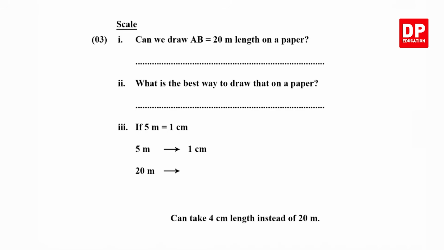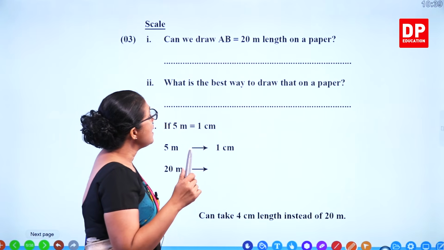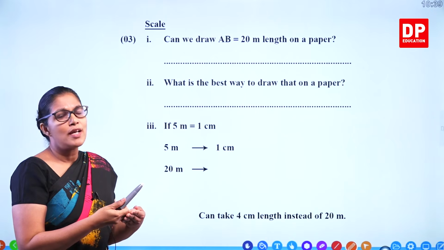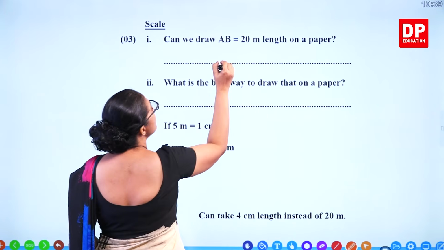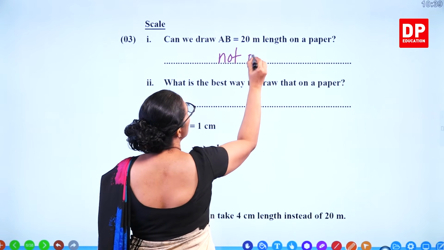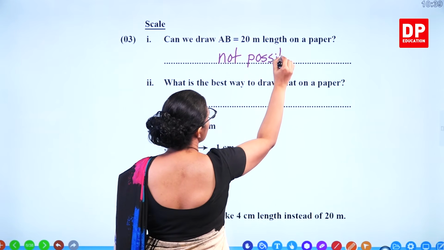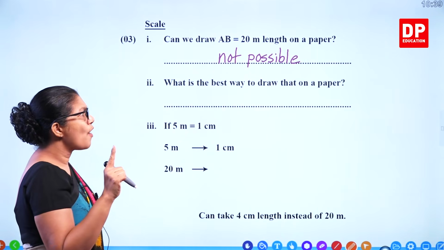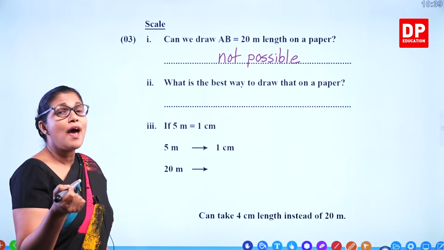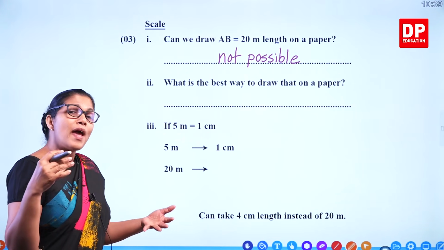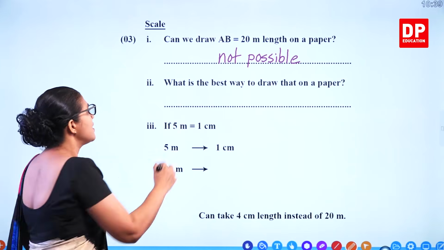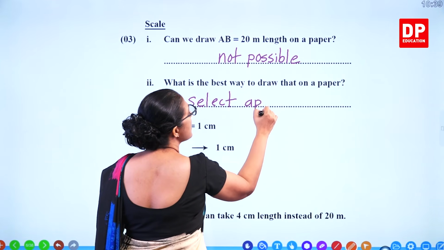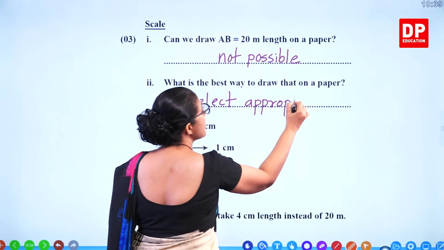Scale. Can we draw AB, 20 meters in length, on a paper? It's not possible to draw. What is the best way to draw that on a paper? We have to select a scale. We have to reduce the size. Select an appropriate scale. So we say appropriate scale.